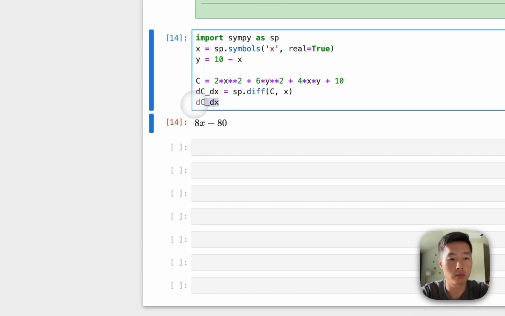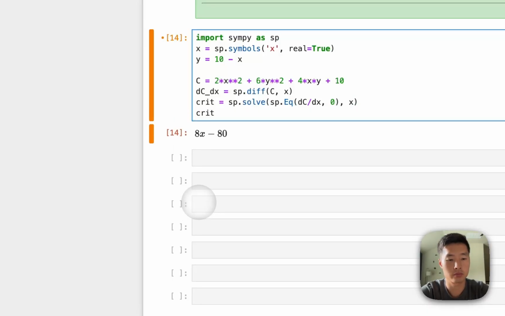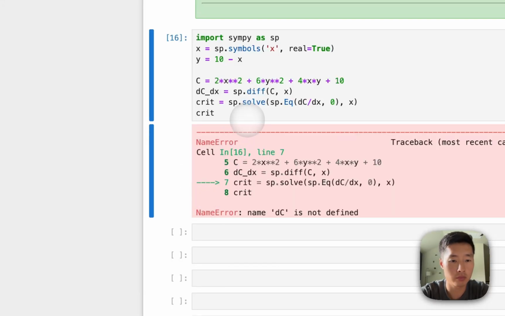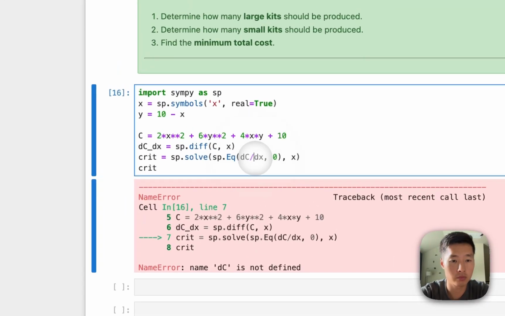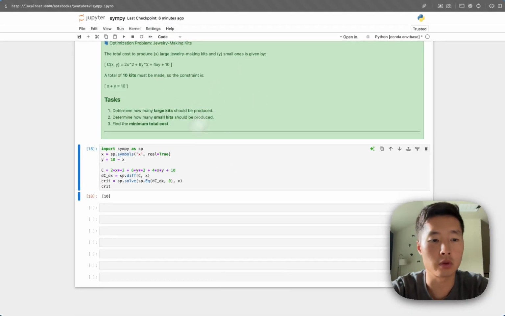So we need to find the critical points. So crit is equal to sp.solve. Here we get a list, and in that list is 10. When you run this solve function, it's going to give you a list of values, and that's the only value it gave us, which is 10.